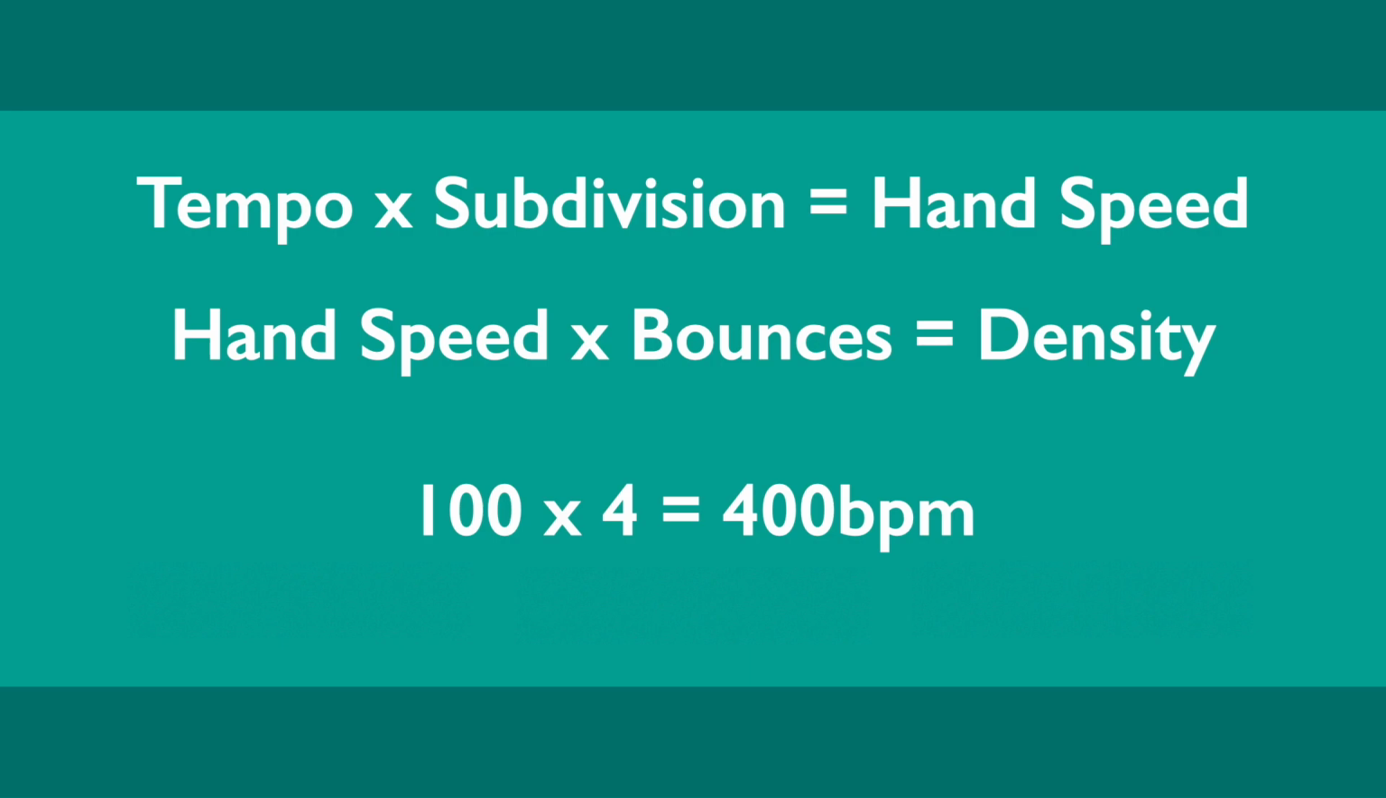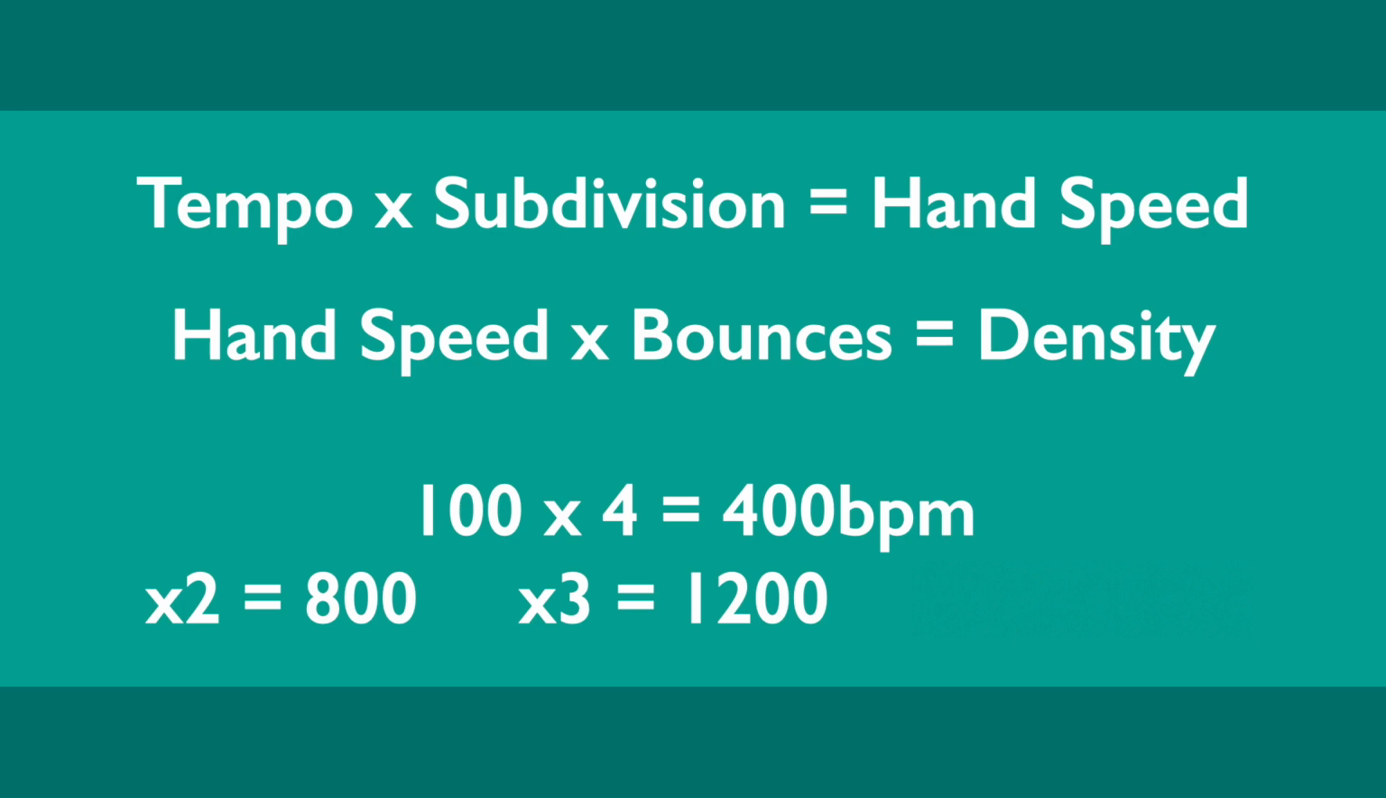So for example, if we had our tempo at 100 beats per minute, we did 4 subdivisions, that would be 400 beats per minute for the hand speed. So if we multiplied that by 2 bounces per note, that would be 800 beats per minute for that roll speed. If we had 3 bounces on every note, that would be 1200 beats per minute. And if we had 4 bounces per note, that would be 1600 beats per minute.